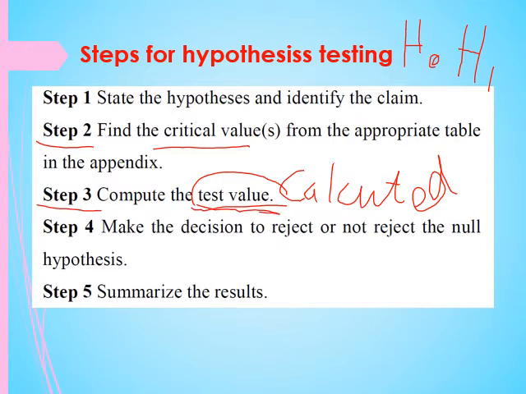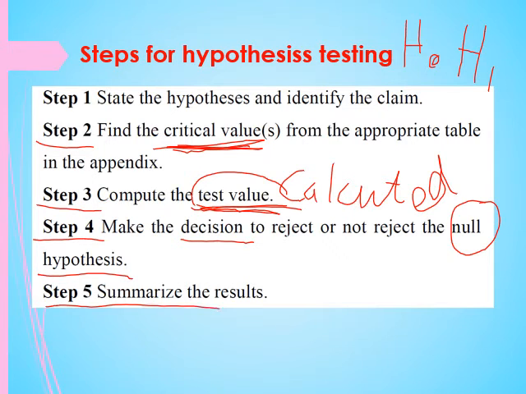Now we have a value calculated in step 3 and the value tabulated from the table in the appendixes, and we will compare this calculated value with the tabulated value. I mean that we compare the test value with the critical value. Then in step 4, we make a decision about the results for our situation, to reject or not reject the null hypothesis depending on this comparison. And finally, we will summarize the results and get the report.